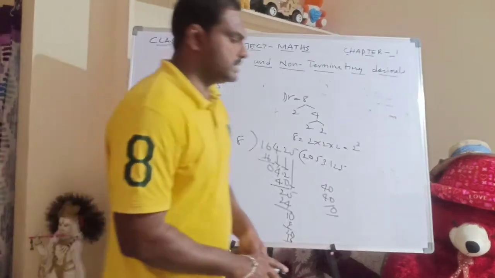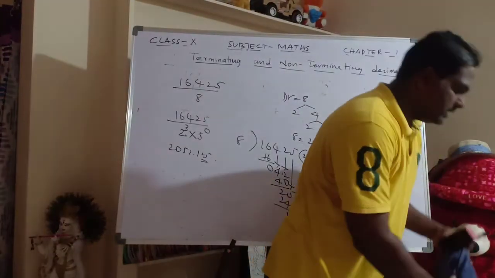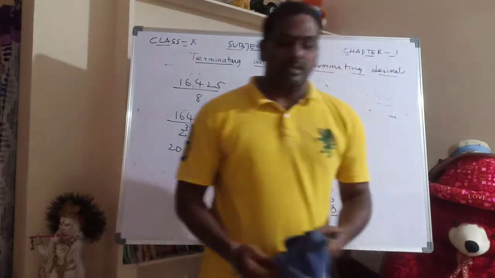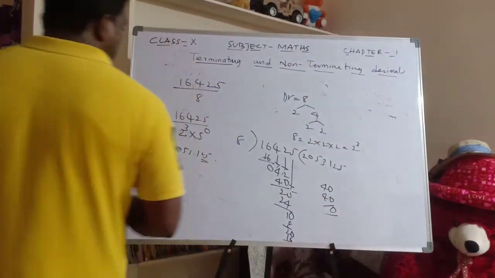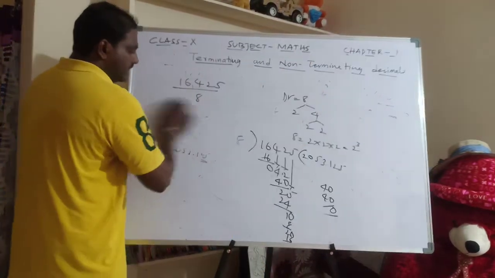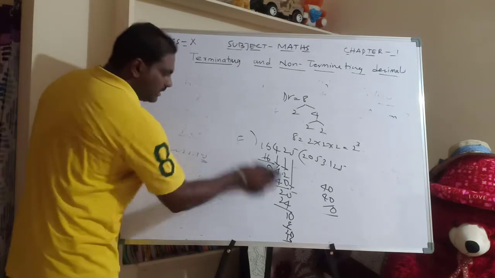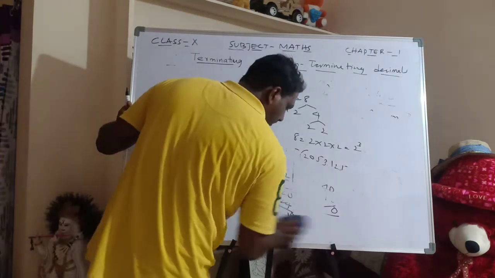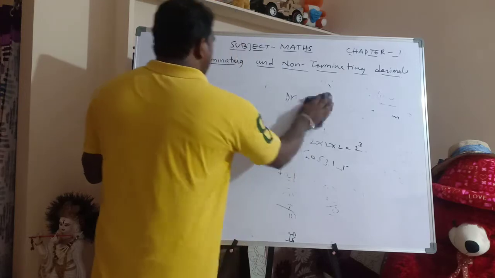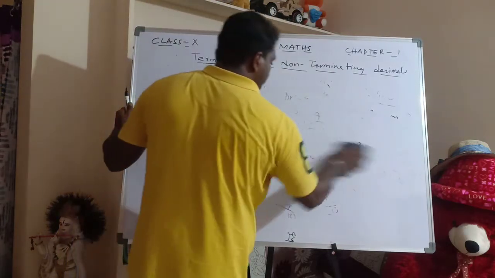That is the logic in this case. That means what we have to check? We have to check whether the denominator is in the form of 2 power n or 2 power n into 5 power m or not. Okay? Next, I'll go for one more point.